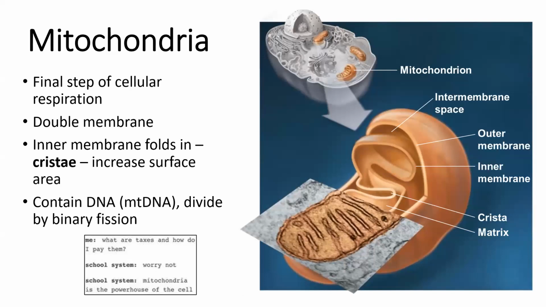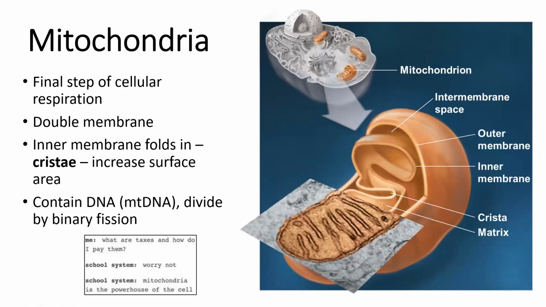It is a double membrane organelle. The inner membrane folds into an area known as the cristae, which increases the surface area. Because you are involved in the process of cellular respiration, we're going to talk about what that means and the fact that you can produce this enormous amount of energy in this organelle.